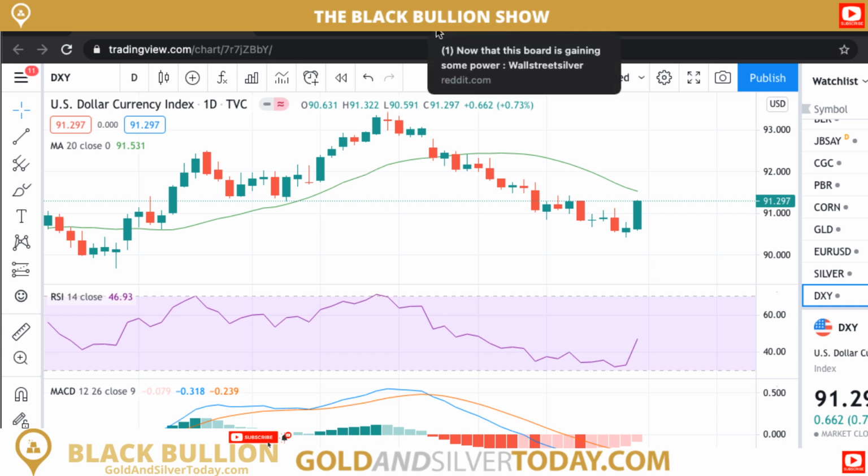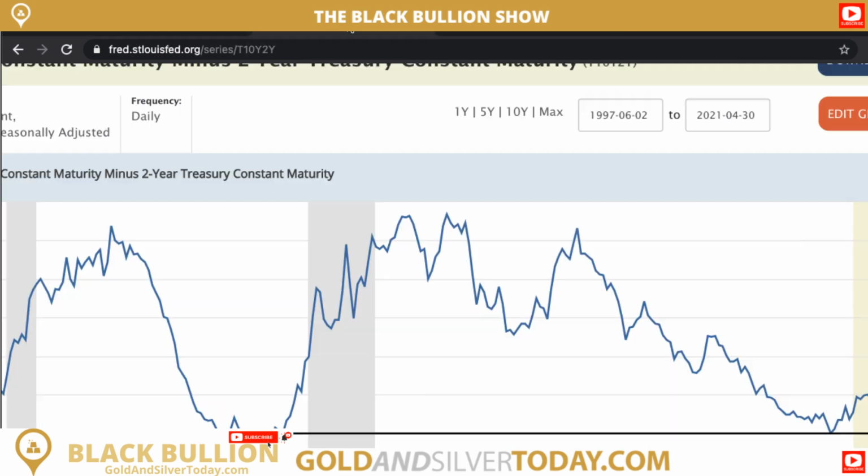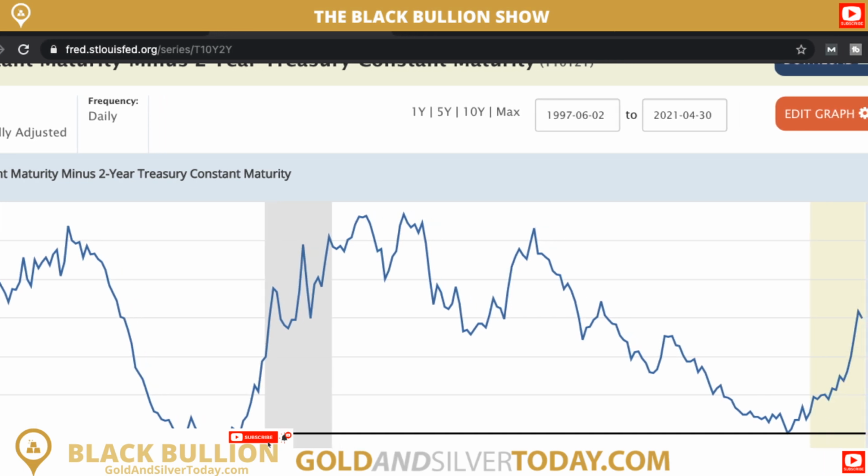So the dollar in the near term may start to gain a little bit of strength, which would give some downward pressure onto silver. Now, my long-term thesis still holds that I believe that silver is going to continue to rise over the medium and long term.